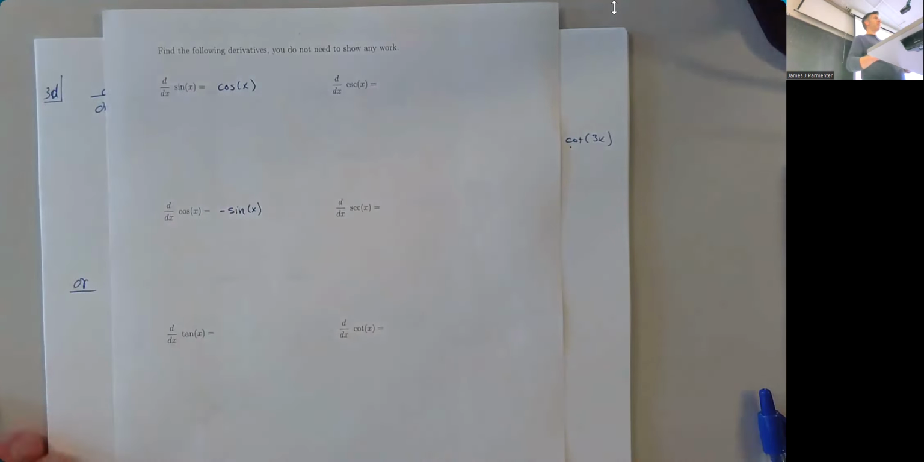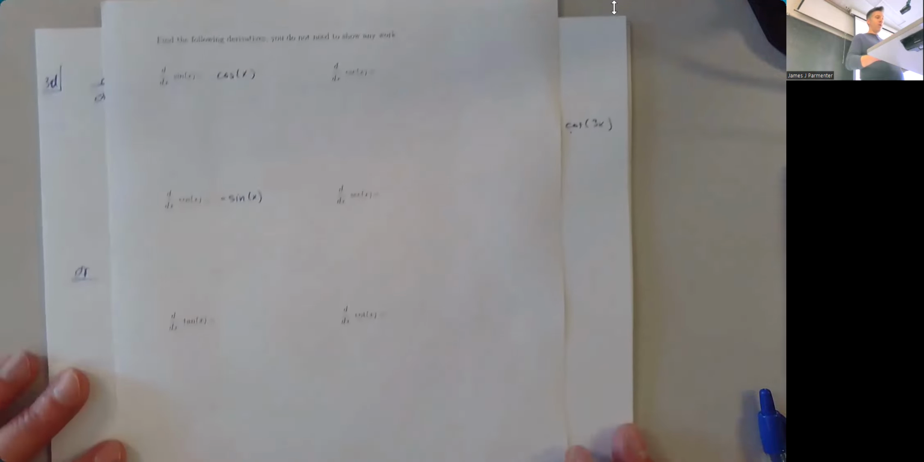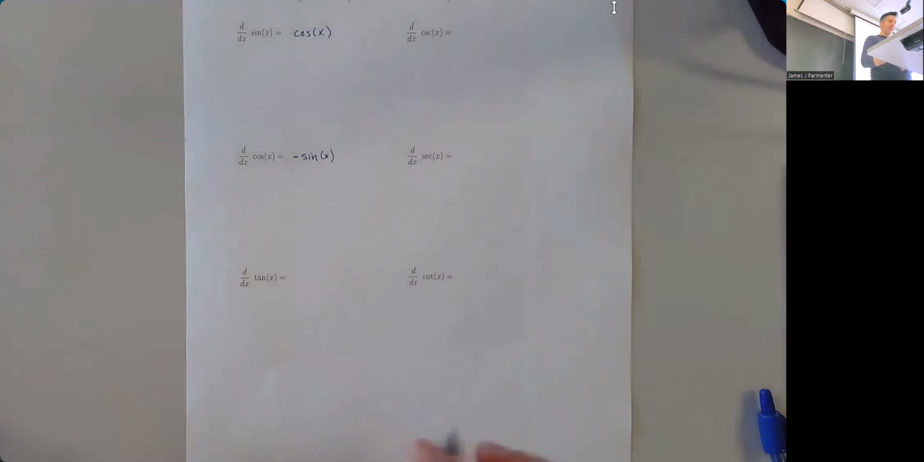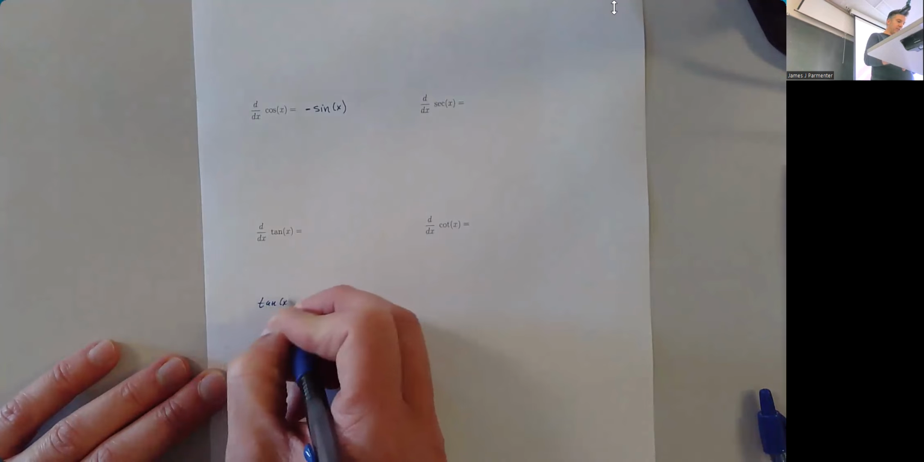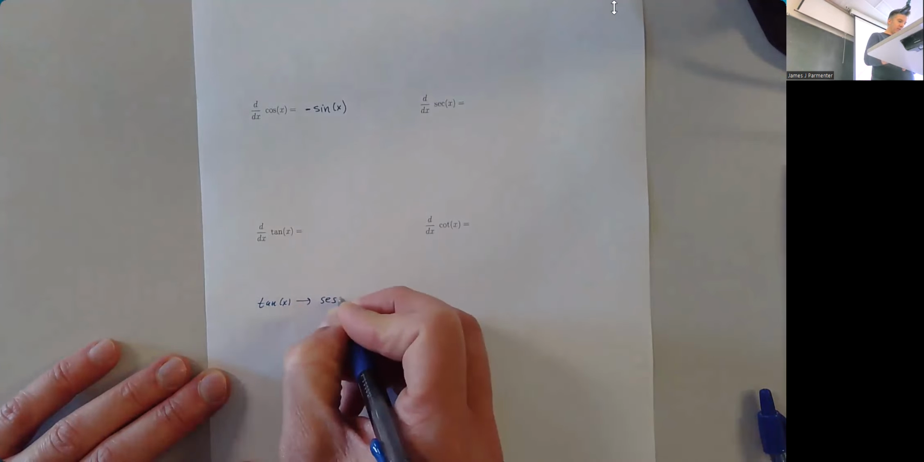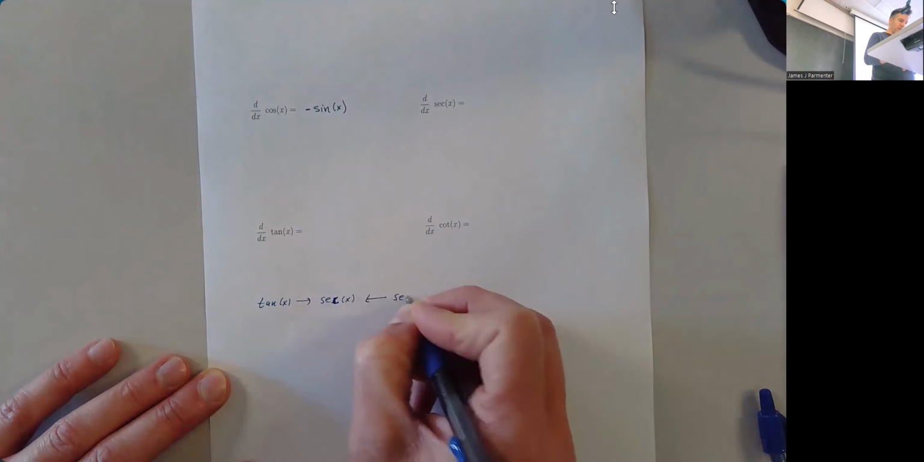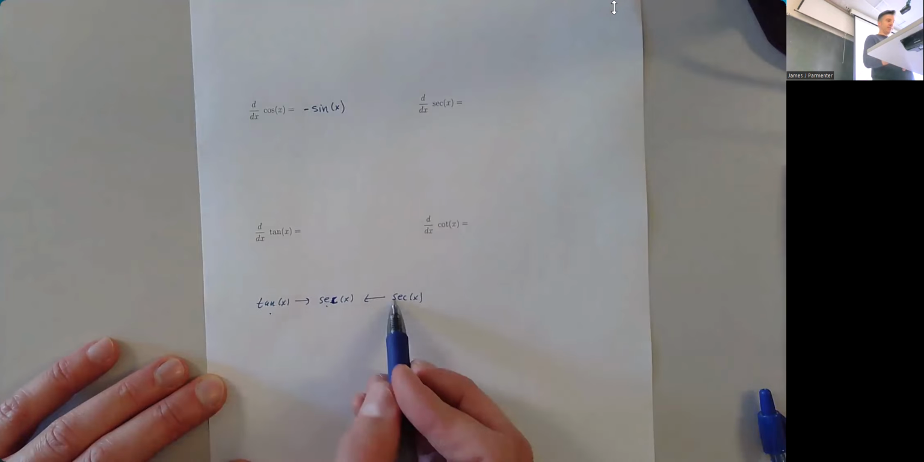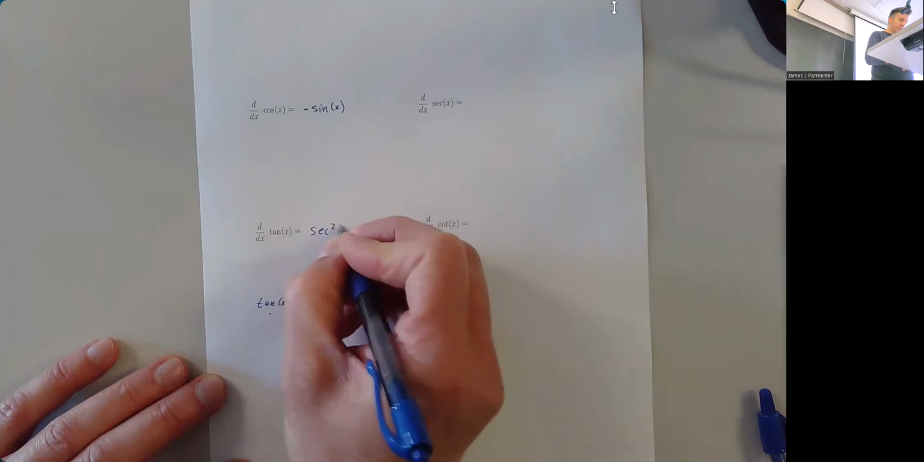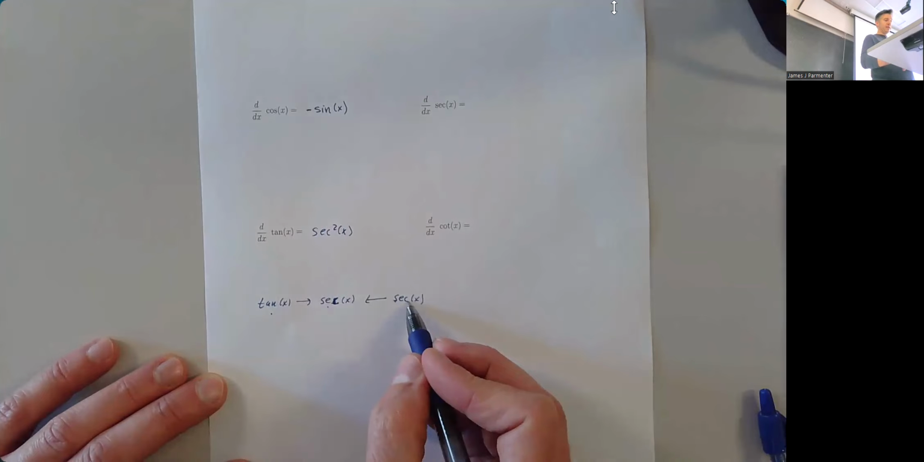The other four, there are various ways you can remember them. I think I showed you all this before, but I'm going to show you it again because I think it's an easy way to remember things. I've had students show me that they like to do this. They like to write tangent goes to secant, and then an arrow coming from secant to tangent. So the derivative of tangent is secant times secant. The derivative of secant is secant times tangent.